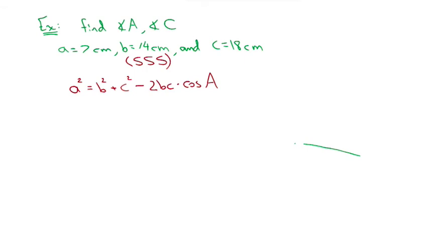All right, plug in what you know. Well, a is 7, so that's 7 squared. B is 14, so that's 14 squared plus 18 squared minus 2 times 14 times 18 times cosine of A. Now, it's up to you how you solve for the cosine of A, but I give you a big suggestion of what to do.